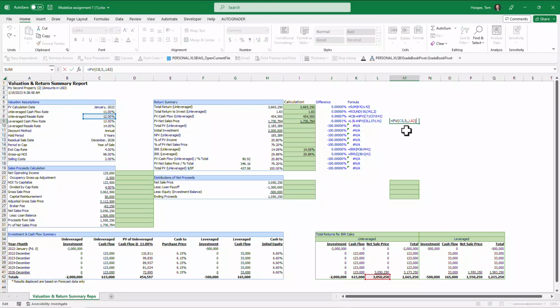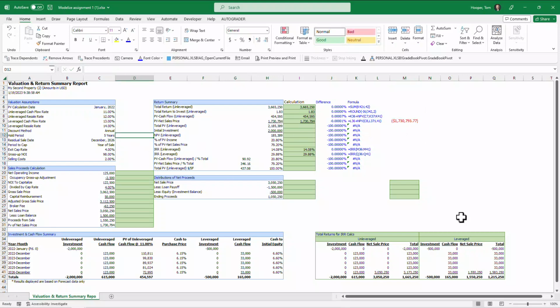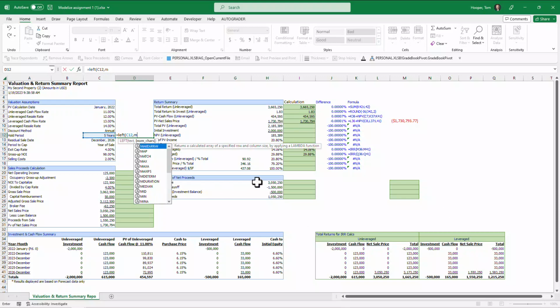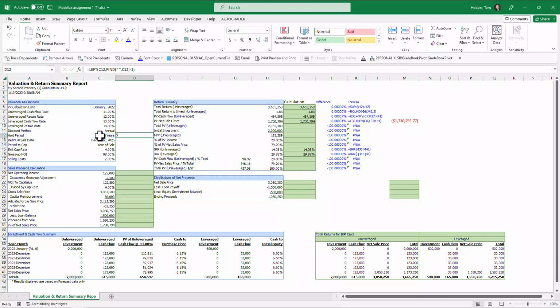Now, let's clean up that 5. Let's come over here. One way I could pull that 5 out of there is say, take what's on the left side of that. And how many characters do I want? I don't know. That could be 55 years or it could be 500 years. So I'm going to say find the number of characters by finding the space within that text, and probably have to subtract off 1 to do that, and I get a 5.